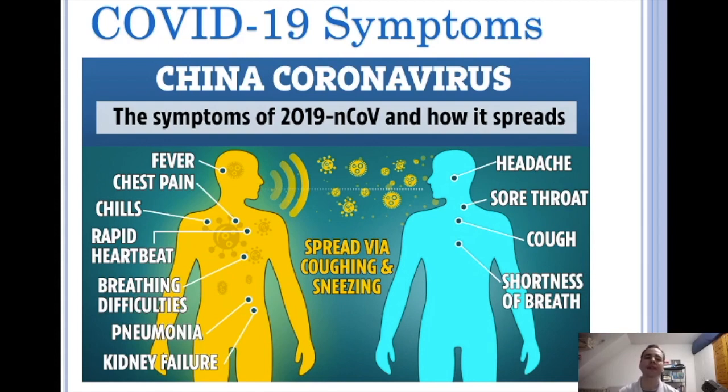The first patient is going to have fever, chest pain, chills, rapid heartbeat, breathing difficulties, pneumonia, and kidney failure. The most important thing here is that these patients usually have all the symptoms of a common cold. The other type, instead of having all these symptoms, is going to have shortness of breath, and then some digestive problems.